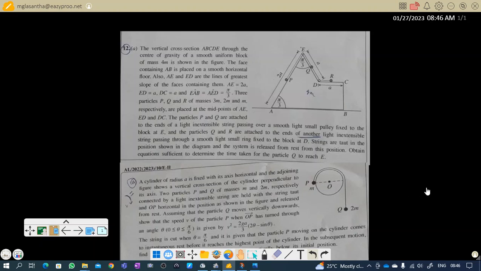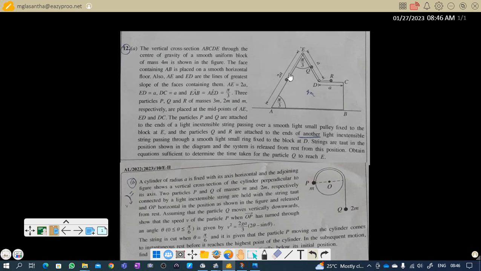Now I am going to discuss question number 12. This is the day before yesterday's exam paper question, Combined Maths Paper 2, question number 12. Normally, you know that part A is always from wedges and pulleys, and part B is circular motion. So this time also you have a question in a similar pattern, right?